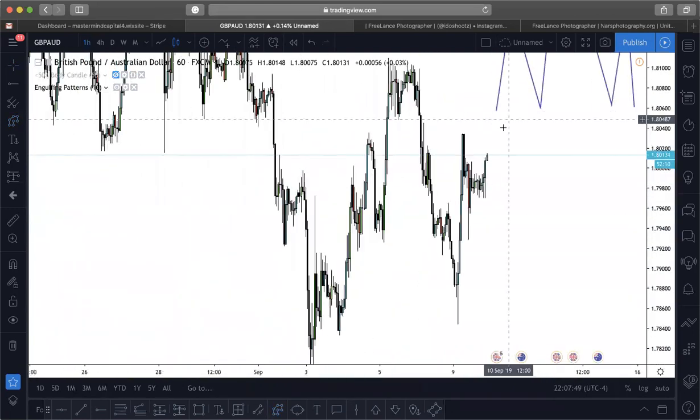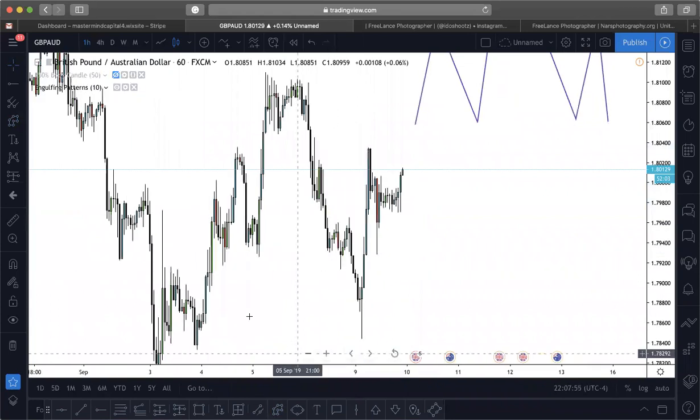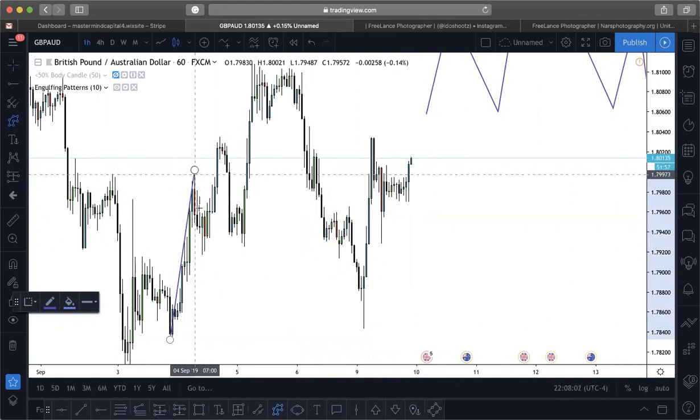So this would be a good example right here, right? So see how the market pushes up here, right? Pulls back, right?